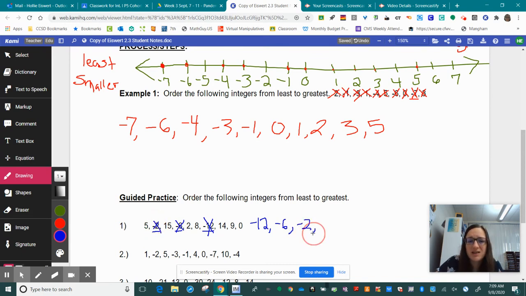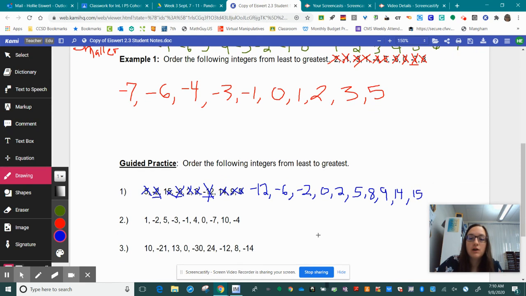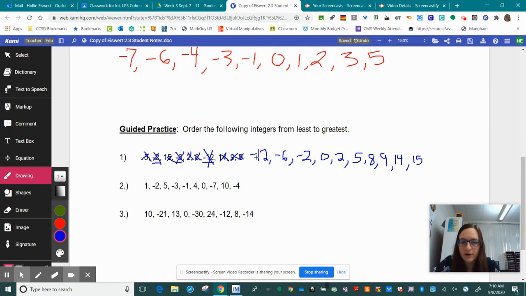Once we take care of those negatives, it's easy. Then we just got to look for, we have a 0. And then we have 2. Then we have 5 is next. Make sure you're crossing it off as you go. Then we have 8. Then we have 9. Ooh, 14 or 15? Definitely 14 and then 15. To make sure you have them all. Good to go. And if you ever want to double check, count how many numbers were here, count how many numbers are here, make sure you have the same amount of numbers and you're good.